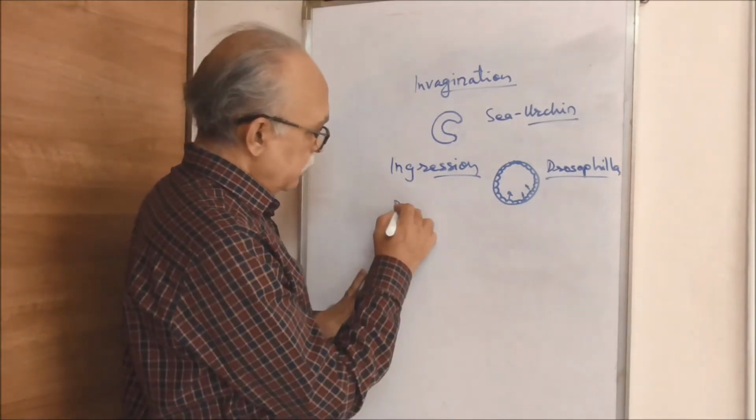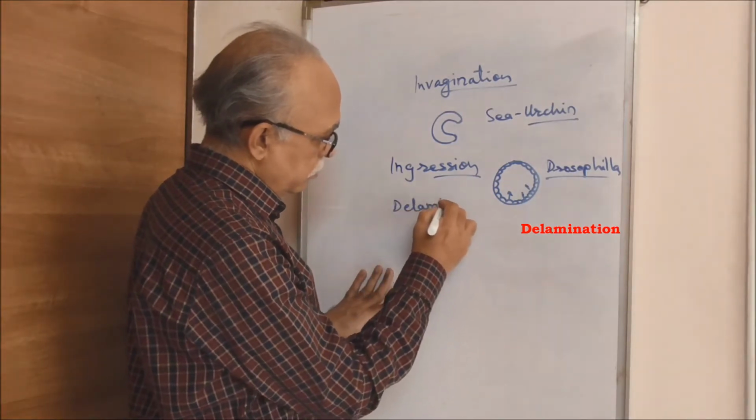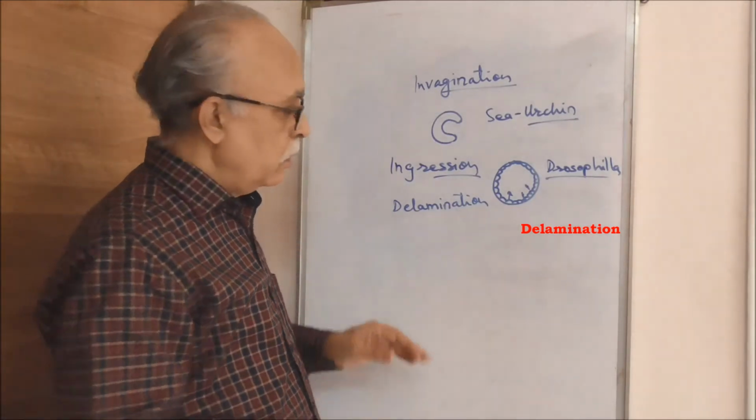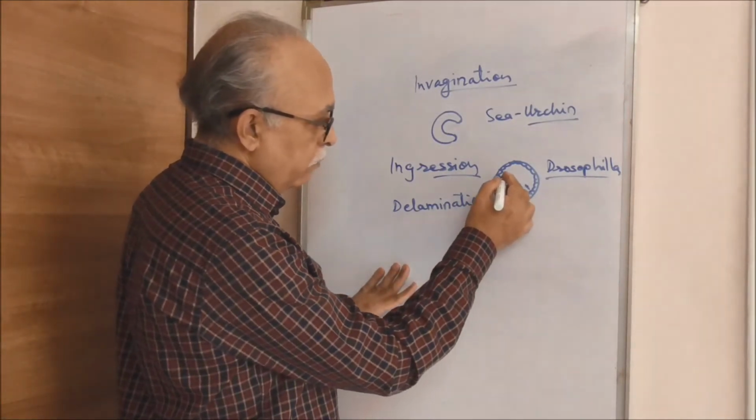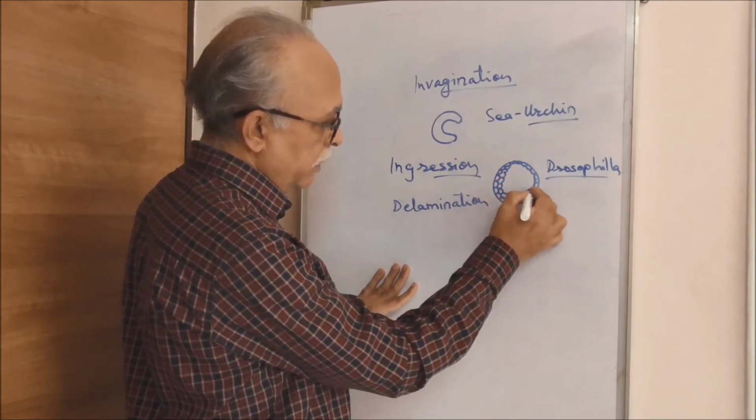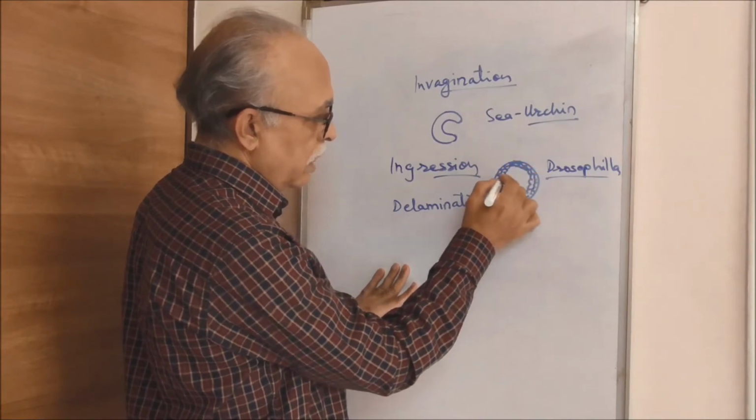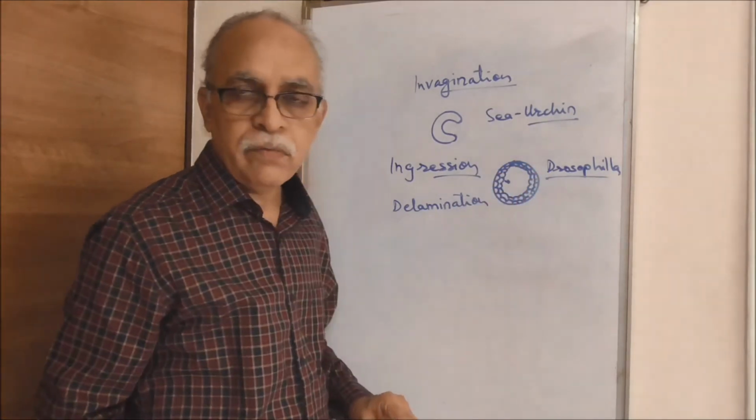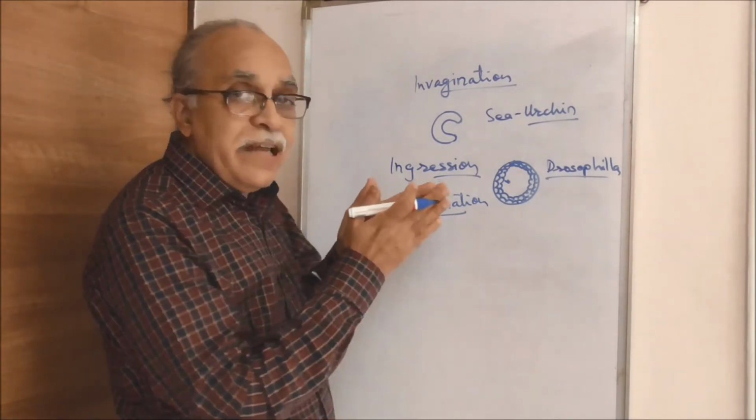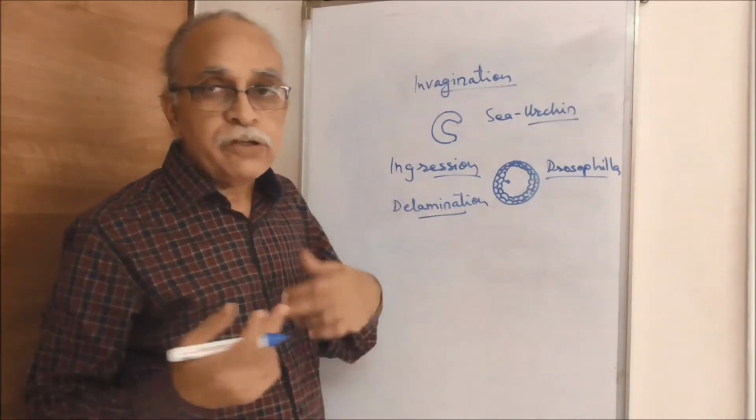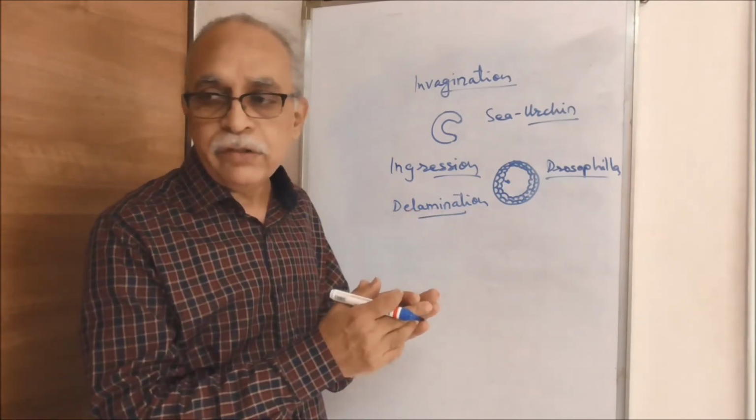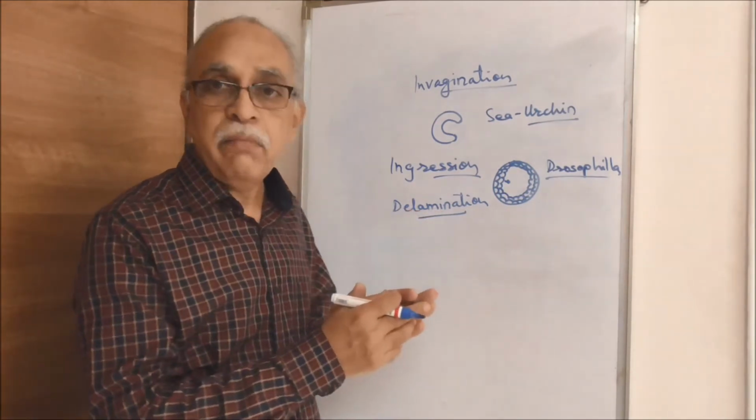And there's something called delamination. Lamina means layer. So the existing layer forms one more layer inside it by multiplication, and this layer gets detached from the existing layer. So lamina means layer. One layer is detached from the existing layer, resulting in the formation of two distinct layers. That's called delamination. It is one more method of gastrulation, found in birds and mammals.